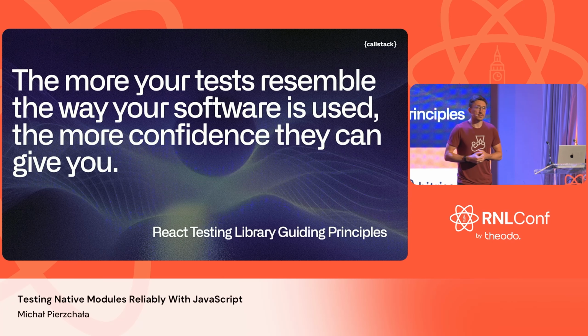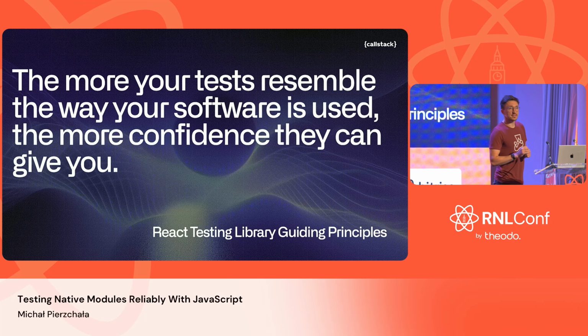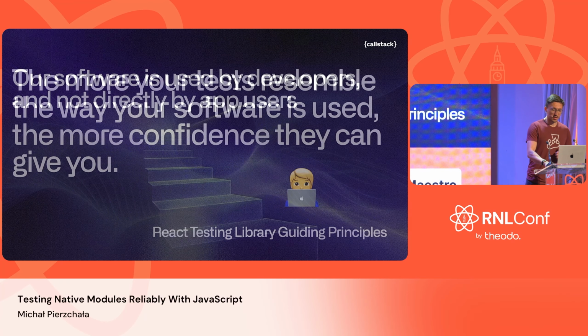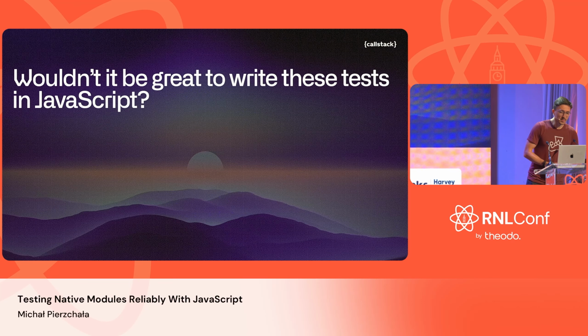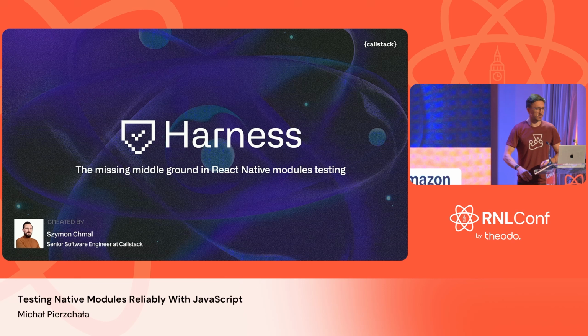documentation. It's their guiding principle that the more your tests resemble the way your software is used, the more confidence they can give you. And our software is used by developers. They're importing the library and they're calling some functions on it, and not directly by our app users. This is just a way we're working out the problem. So wouldn't it be great to test our native stuff in JavaScript? I think it will be great.